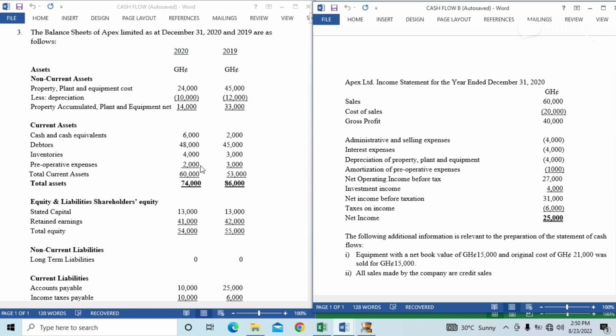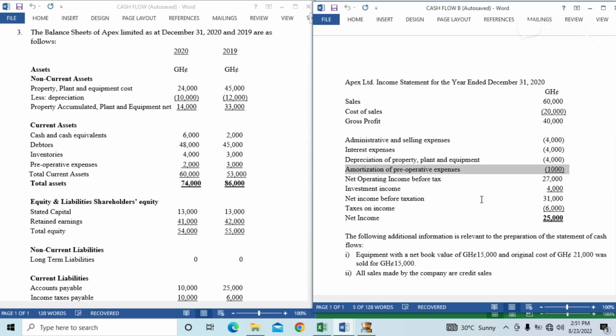Was there anything on operating expenses in the year 2020 under the income statement? Let's move to the income statement and check. Okay, so in the income statement here, as I highlight, we have amortization of pre-operating expenses, and the figure was 1,000 cedis, as in the bracket here. So we have in the balance sheet 3,000 for 2019, 2,000 for 2020, then amortization was 1,000. So this one is a prepayment, so the way of handling it is quite different.